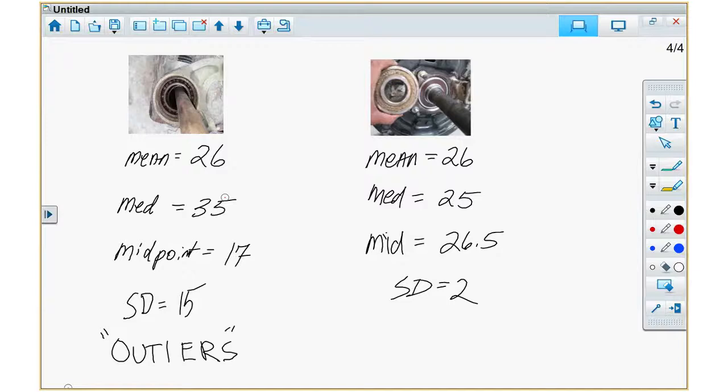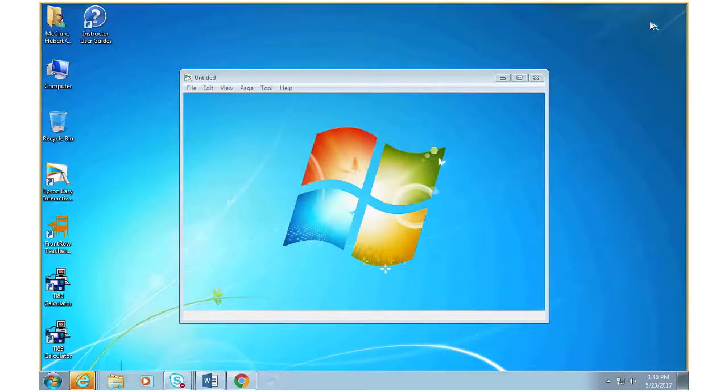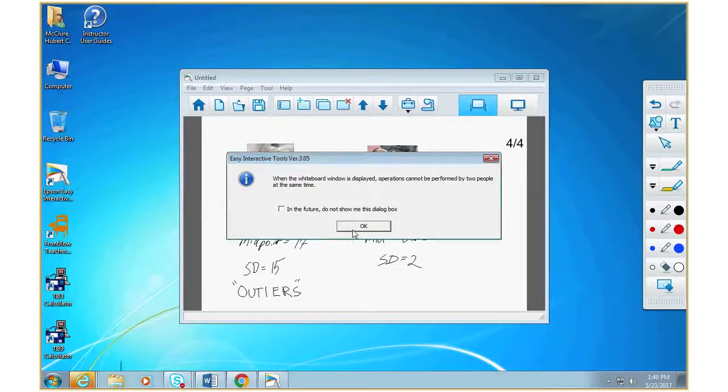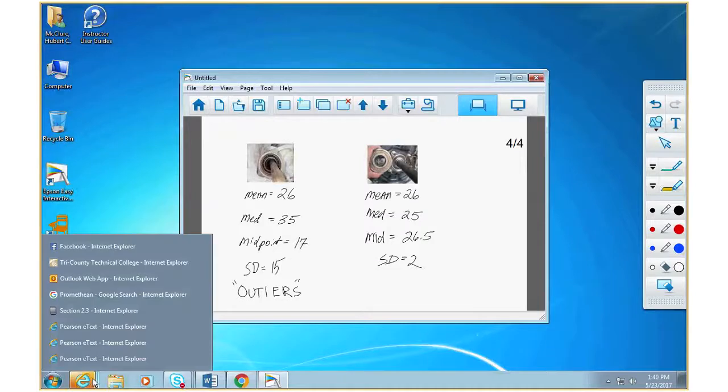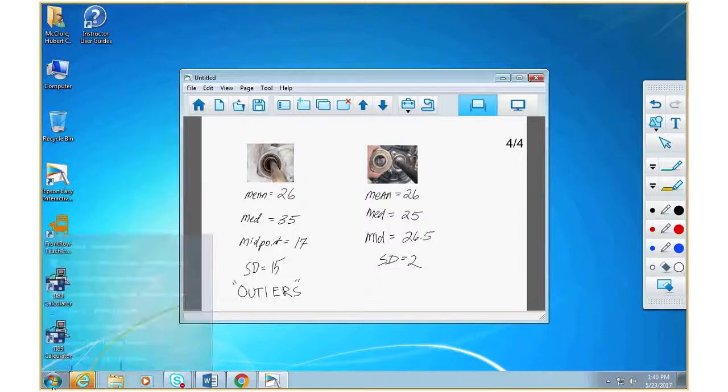Let me show you an example right quick. I'm going to do 80% of chapter 3 with this one problem. I'm not going to draw it out like they had it drawn out, and this is basically using the Excel spreadsheet.